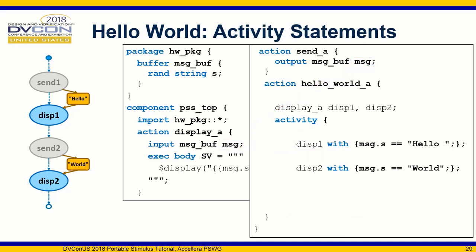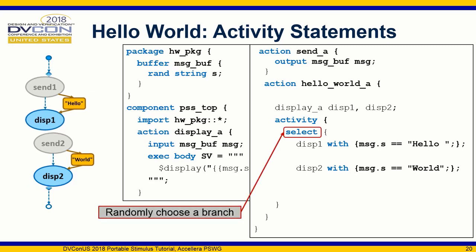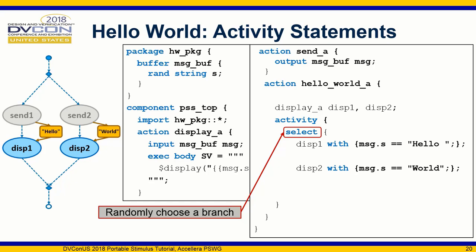But that's not really the only thing that we can do here, right? So I have my 2 displays. I could, in my activity, insert a select statement. So it says, I'm going to randomly pick one of these 2 branches. I'm going to display either hello or world, not both. So when I generate this, there are 2 possibilities for my solution space. So when I run the tool, I will generate 2 different implementations. One's going to say hello, one's going to say world.